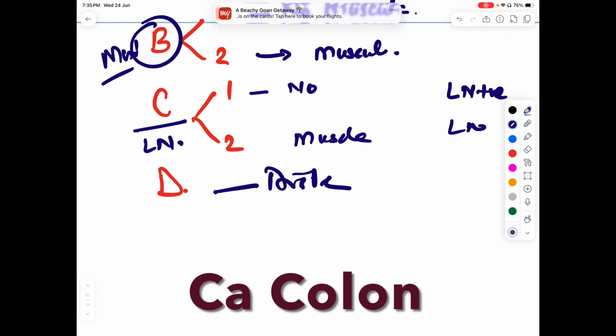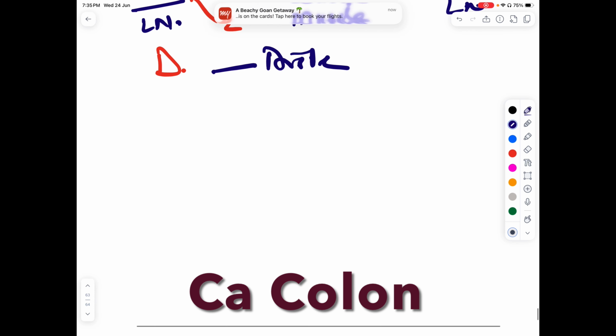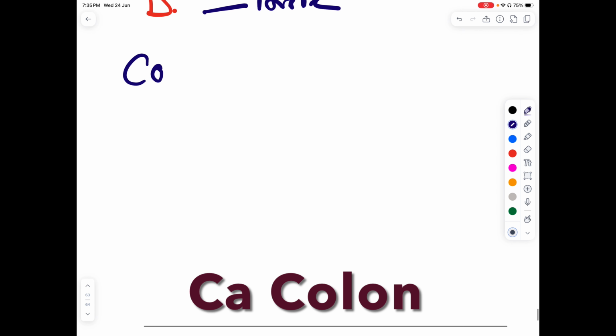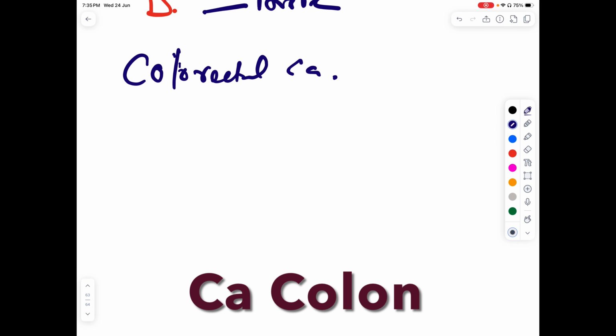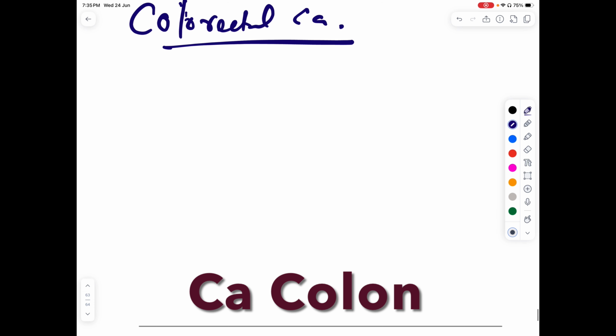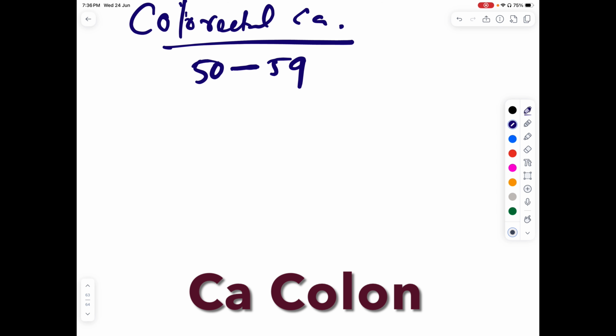What is the screening age for colorectal carcinoma? Colorectal CA, at what age do you need to do screening? 50 to 59. Then what is the fecal immunological test? FIT.